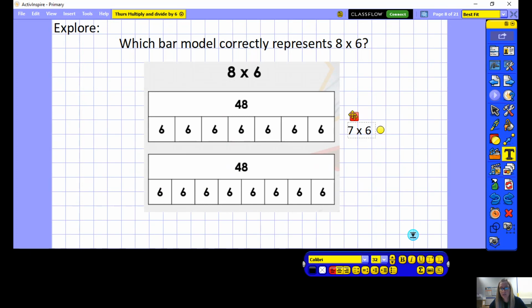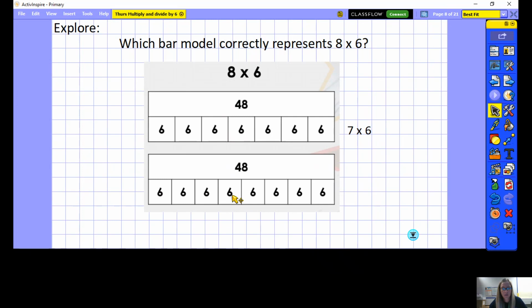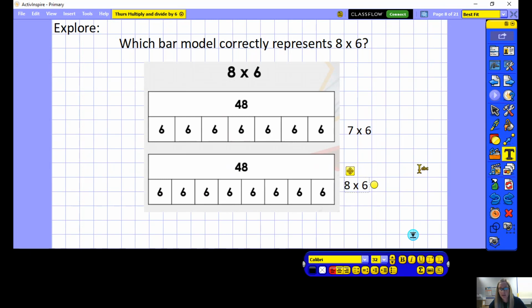So we'll check the one at the bottom now. This one has got 1, 2, 3, 4, 5, 6, 7, 8 groups of 6. So this bar model shows 8 groups of 6. So we know that the bottom bar model correctly shows 8 groups of 6. These are the parts of the bar model at the bottom, and then the whole number is at the top. So 8 groups of 6 equals 48.